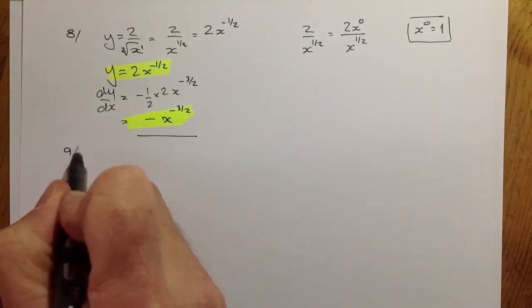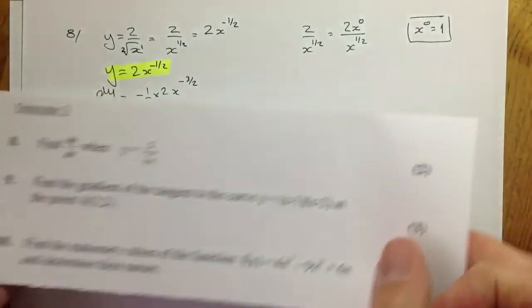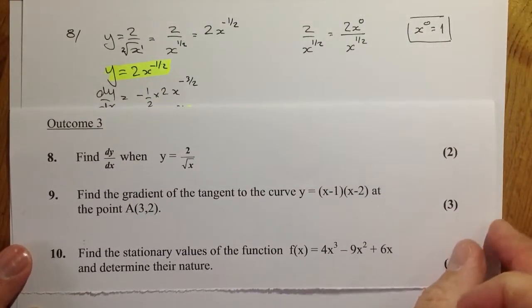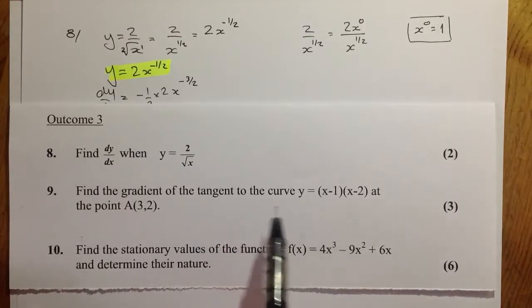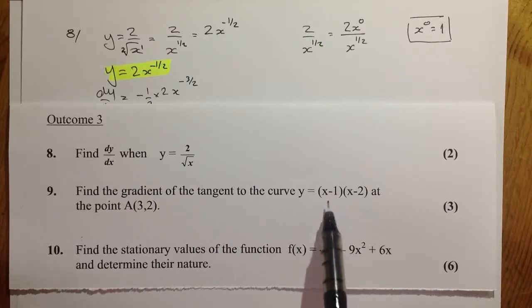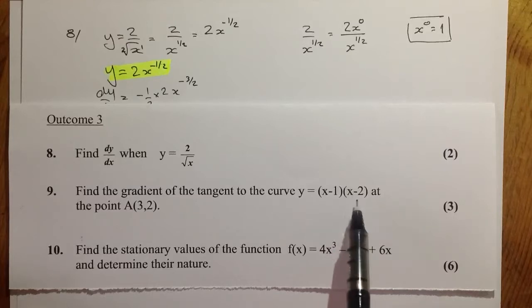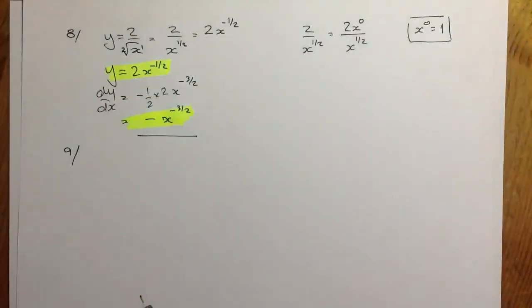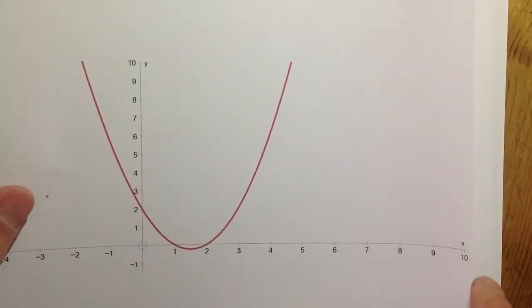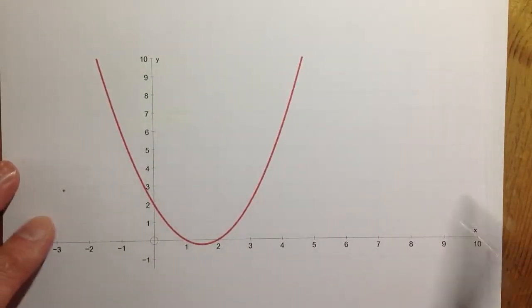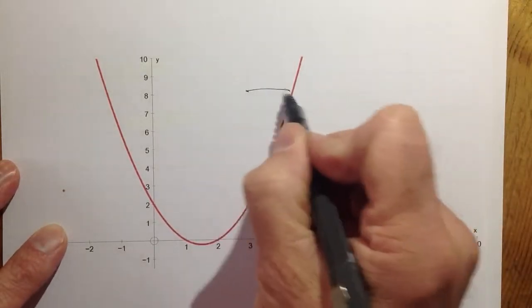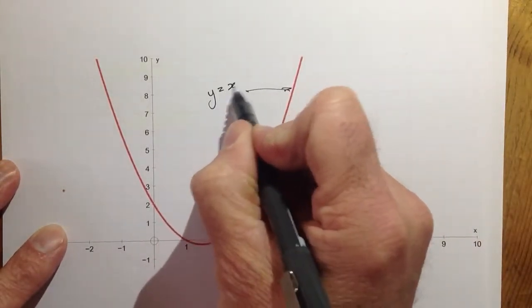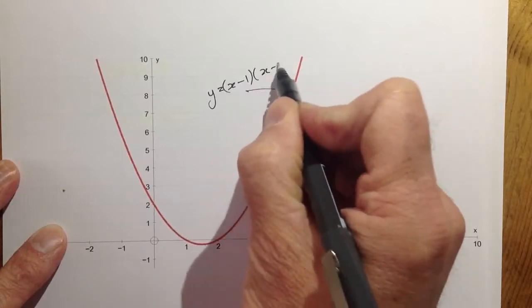So question 9. Let's have a look at what question 9 was asking us to do. Find the gradient of the tangent to the curve y equals bracket x minus 1, close bracket, bracket x minus 2, at the point A, 3, 2. Okay. So let me show you what that question is really asking us to do. The first thing is, based on the curve that we have here, this curve is y is equal to x minus 1, x minus 2.